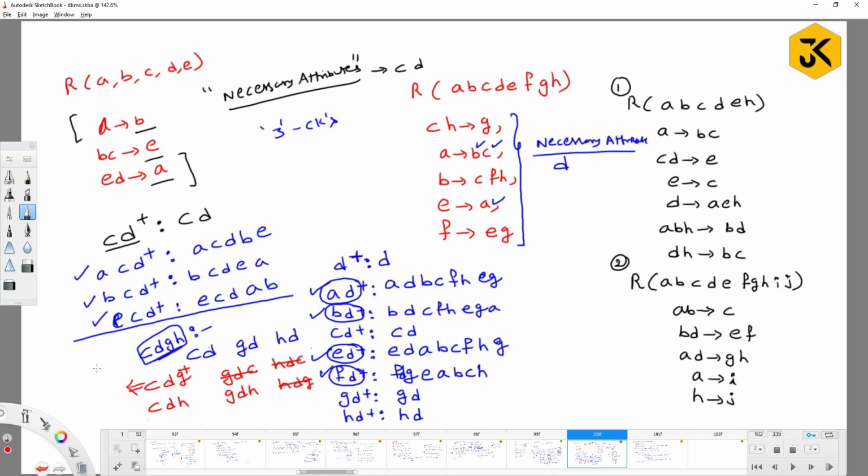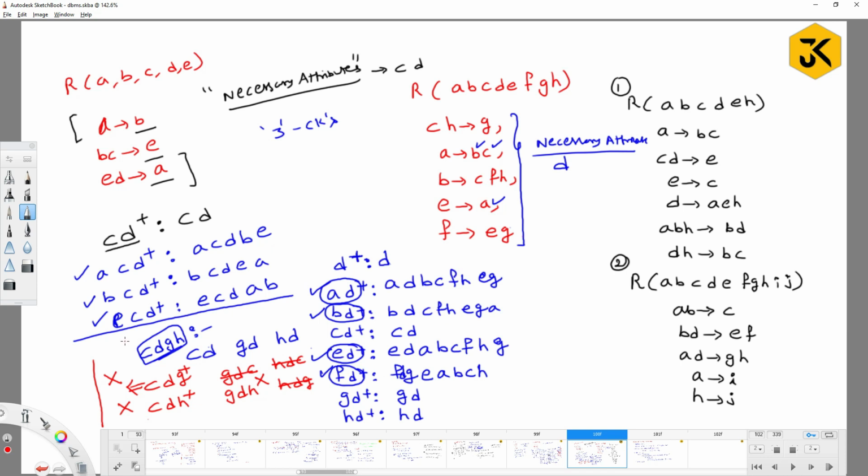CDG closure, any other possibilities are there? CDG closure is not going to determine all the attributes. Similarly, CDH closure is also not going to determine all the attributes. Similarly, GDH closure is also not going to determine all the attributes. Right? Next, what you have to do? You have to go with the 4 level. What is the 4 level possibility?